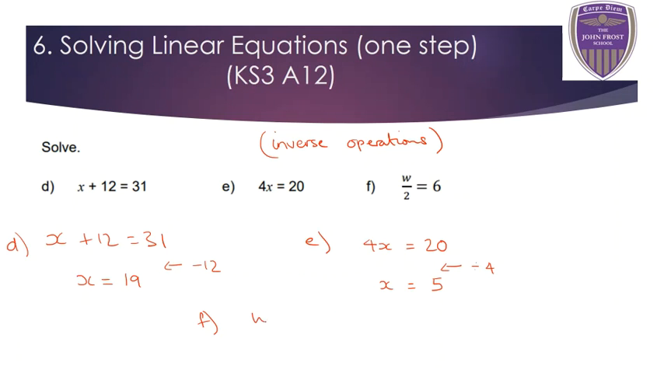And for question F, we've got w over 2 equals 6. Remember, this fraction line means divide, isn't it? So this question says w divided by 2 equals 6. Well, the opposite of dividing by 2 is multiplying. So w equals 6 times 2, which is 12. Put that back into the equation to check it works. If w is 12, does 12 divided by 2 give you 6? Yes, it does.